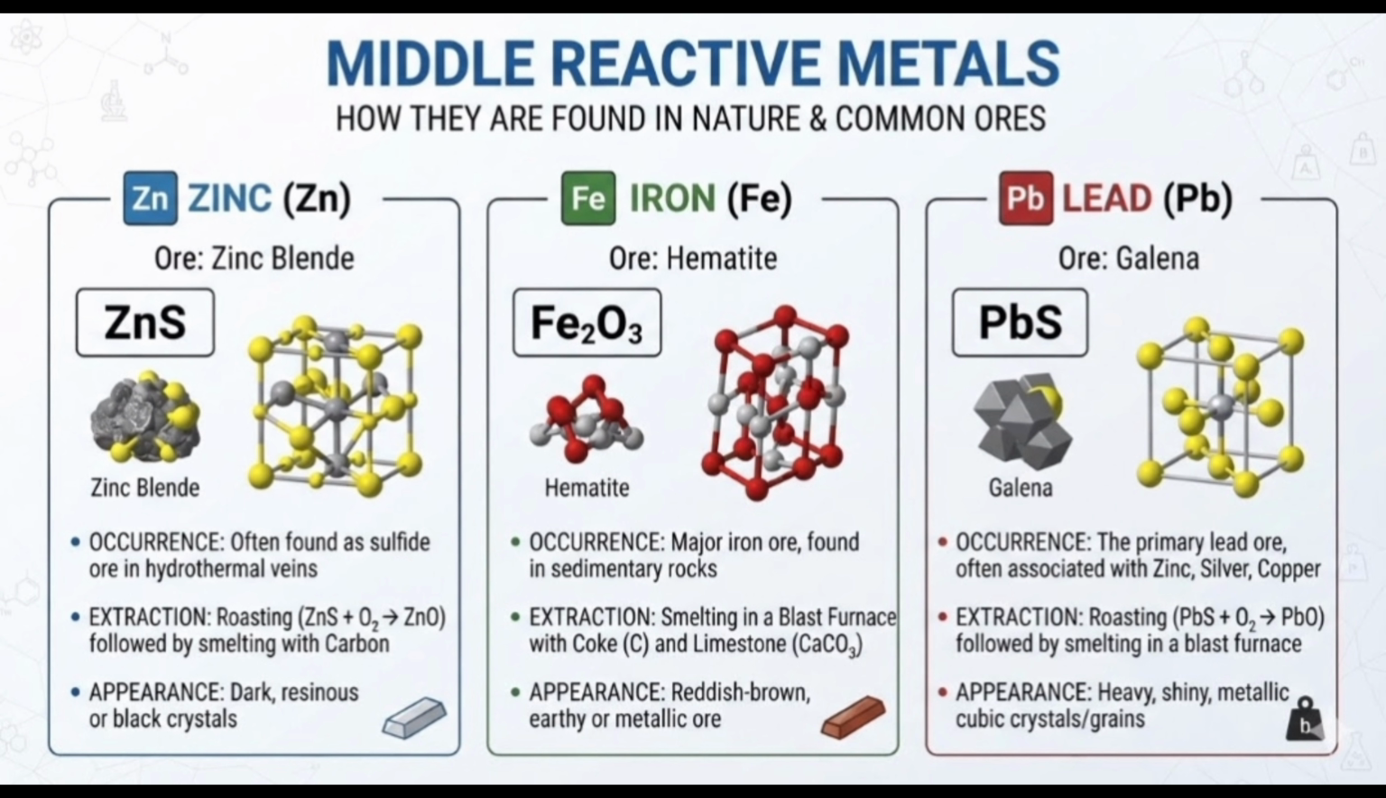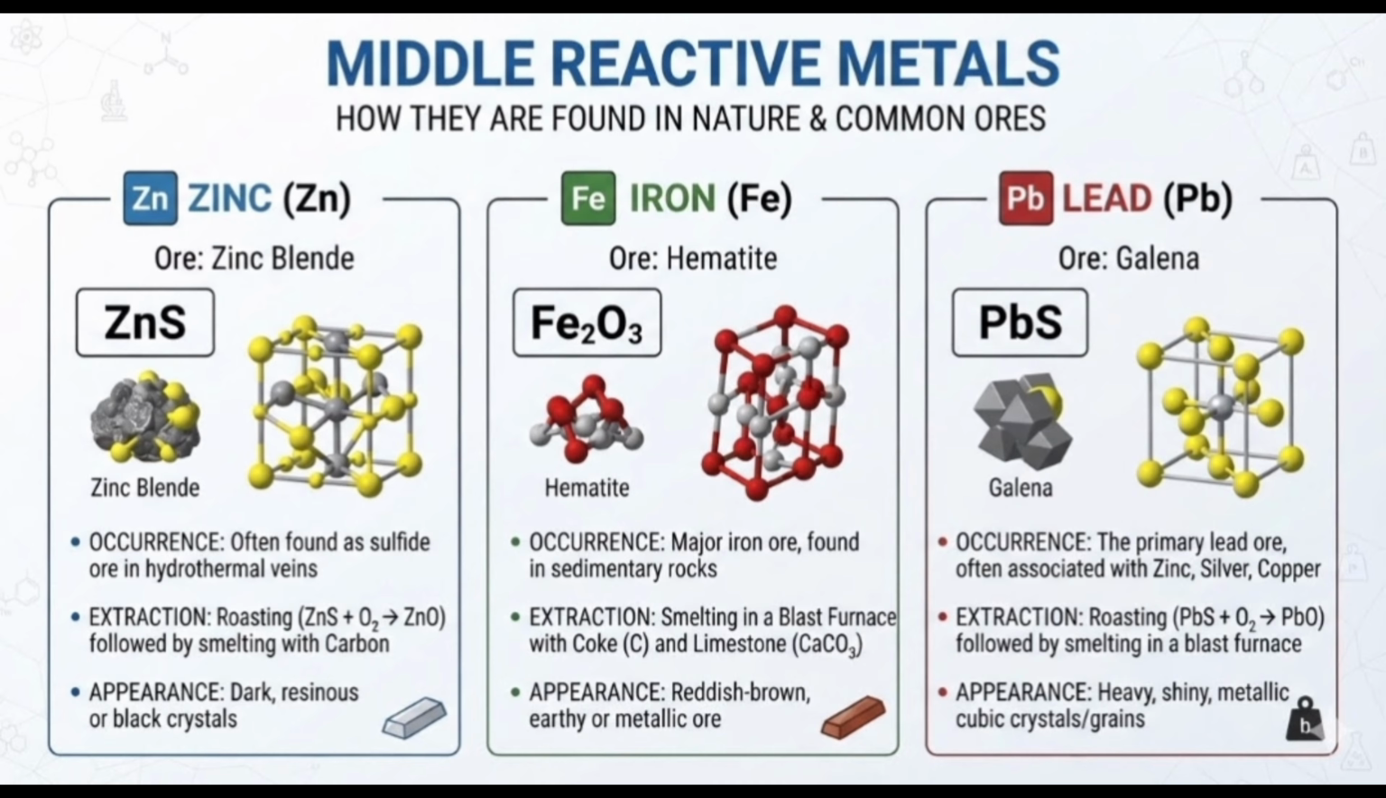Now the middle reactive metals, that is zinc, iron, and lead. They are of mid reactivity, so they are found in the combined state, because they react with sulfur and oxygen, like zinc sulfide, iron oxide, and lead sulfide. Zinc is often formed as a sulfide ore in hydrothermal veins, extracted by roasting, and appears as dark and black crystals. Iron, on the other hand, is a major iron ore found in sedimentary rocks, extracted by smelting in a blast furnace with coke and limestone, and appears reddish brown.